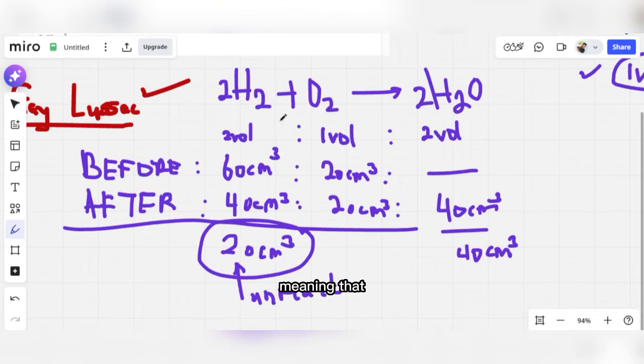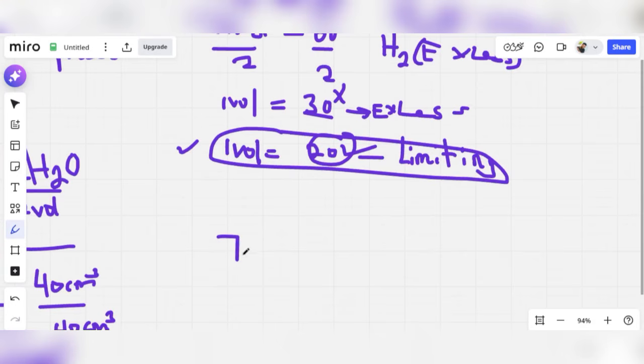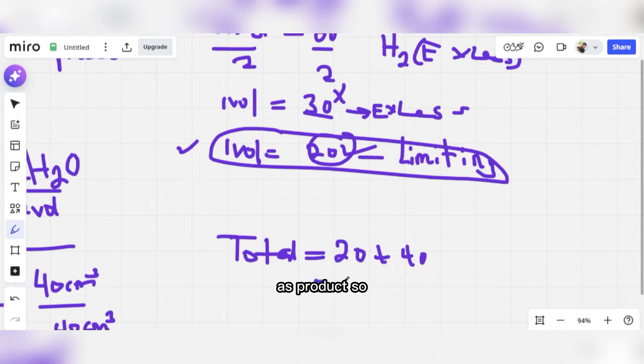But the question is, calculate the total volume of the residual gases. So meaning the volume of hydrogen that did not react plus the volume of water that is formed. So your total volume of residual gas equals 20 that did not react for hydrogen plus 40 that was produced as product. So your final answer is 60 cm cube.